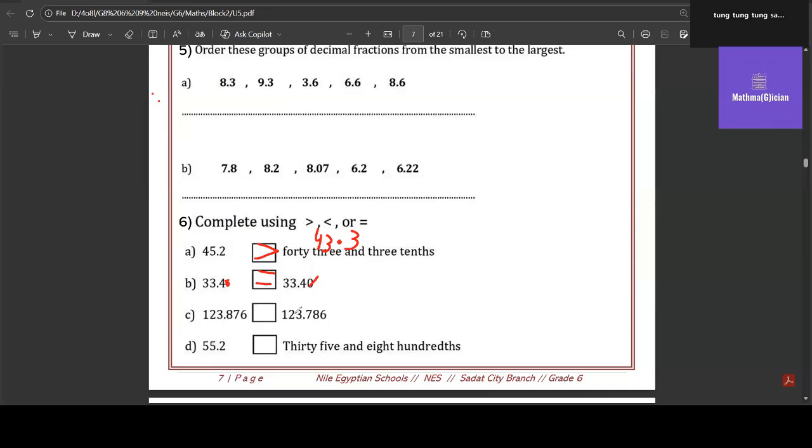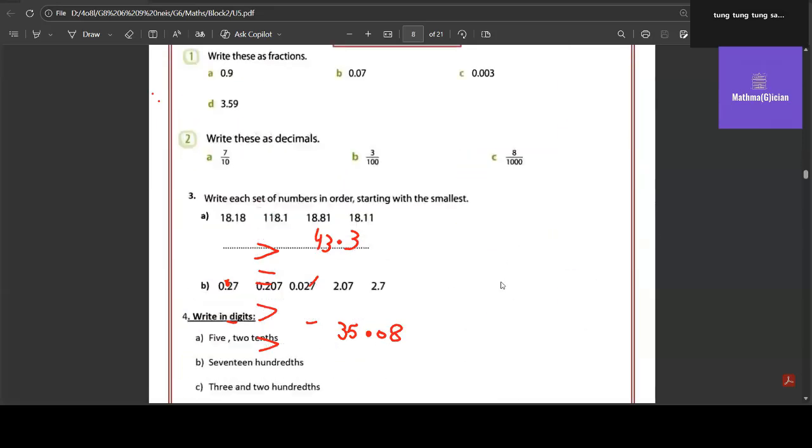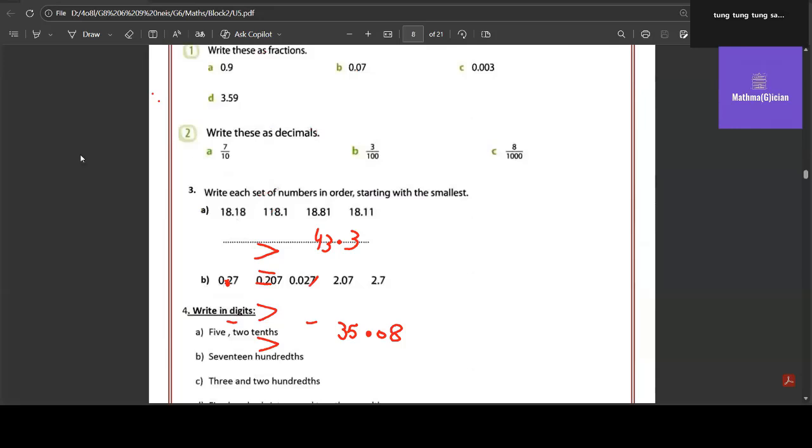123, 123. Okay, 876, 786. Which one is greater? Of course, it will be the 800. 55.2, 35, and that's a decimal point. This will be 55.2. Nice.